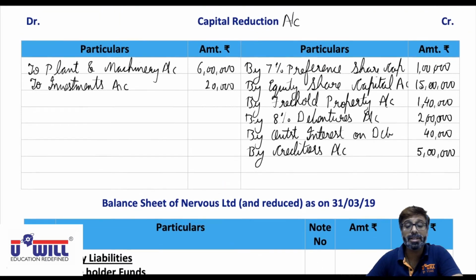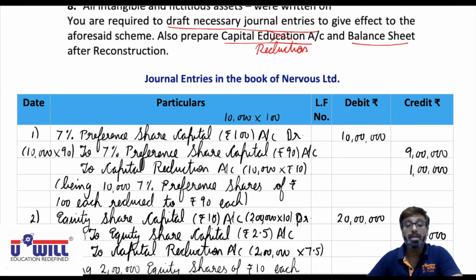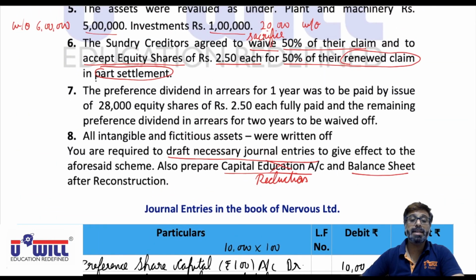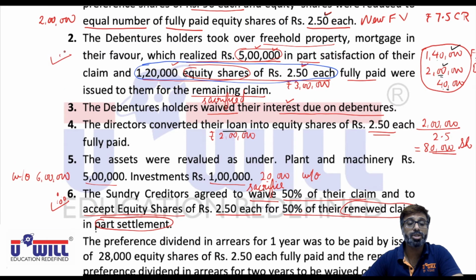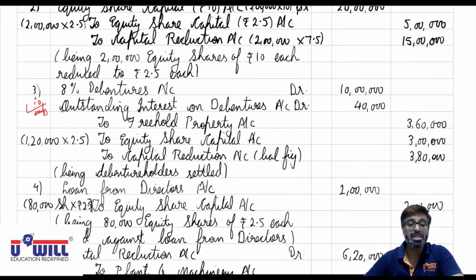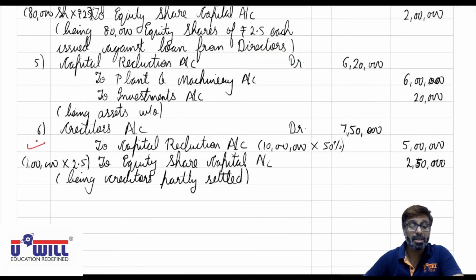I hope everyone is clear with this. You can rewind and listen to that once again. This adjustment was also very important. Debentures and creditors, both adjustments are important in this question. Okay, debentures as well as creditors, both adjustment entries are important.